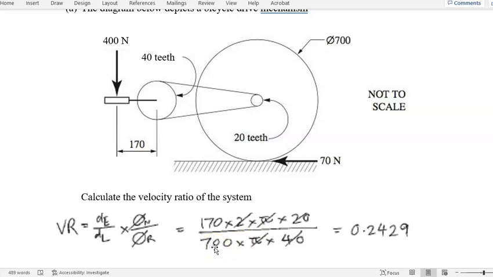Or you can compare radiuses, but I would rather compare diameters because I like diameters. In engineering, we should be using diameters in our equations. So we've got 70 times 2 divided by 70, and then we've got the n rev component.